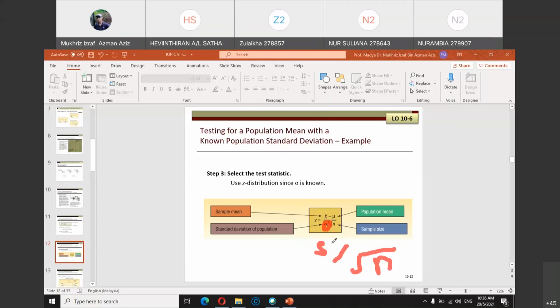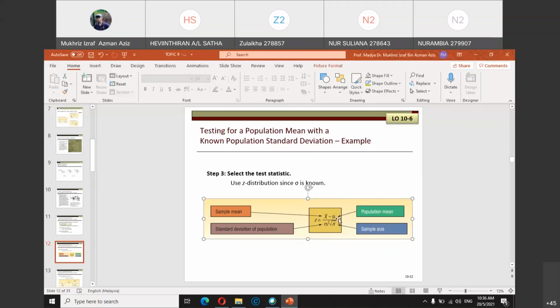Okay, but basically it's the same thing. It's just the symbol that we change from sigma to S, because S denotes sample standard deviation, sigma denotes population standard deviation. So step number 3, select the test statistic. We are going to use Z, whereby the formula should be here.